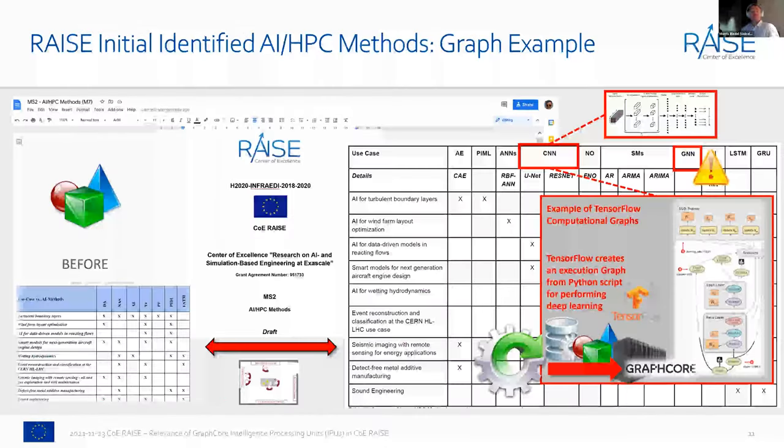So what we came up with is essentially a big matrix with different use cases using different models, as you can imagine.